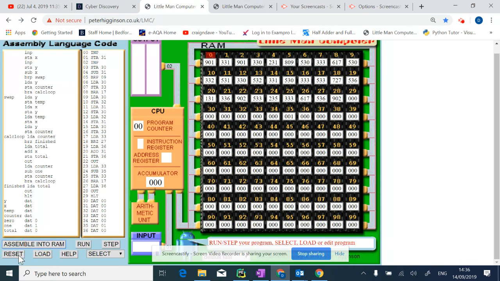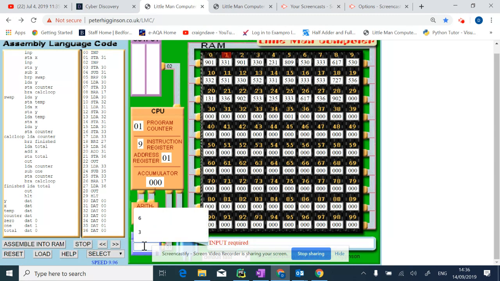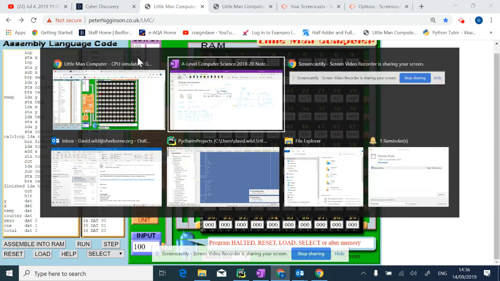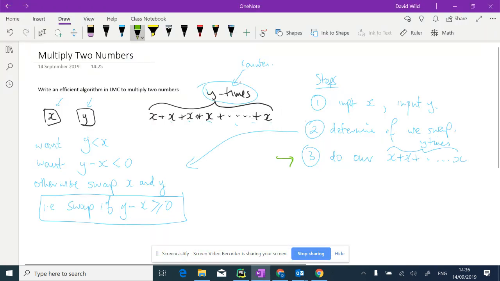Okay, 3 times 100, and what I'm printing out here is the fact that my total that I'm adding up as we go along, in other words, our total of these 2, then our total of these 3, then our total of these 4, etc., is being printed out. 1, 2, 100, 200, 300, then giving our final answer here of 300.